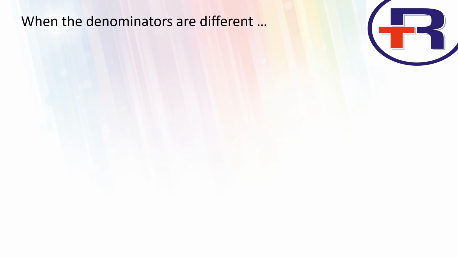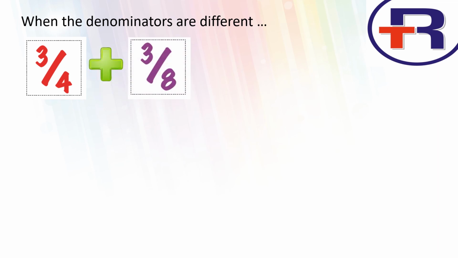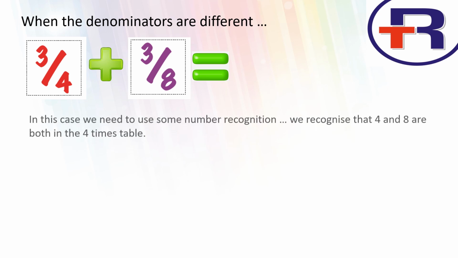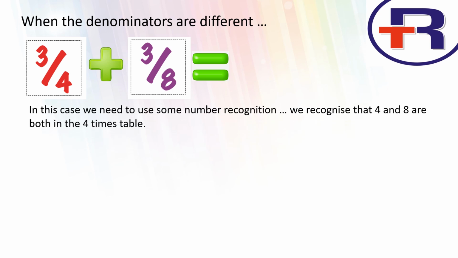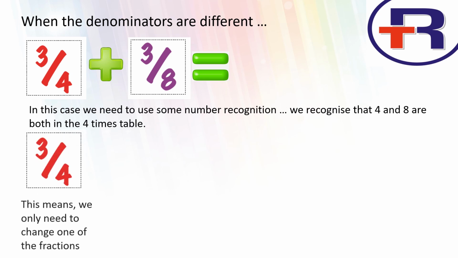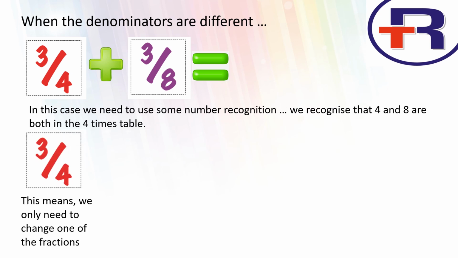What happens if the denominators or the bottom numbers are different? In this case, we've got 3/4 plus 3/8. For this one, we have to use some number recognition. And we have to recognise that 4 and 8 are both in the 4 times table. So that means we only need to change one of the fractions. We only need to change 3/4.